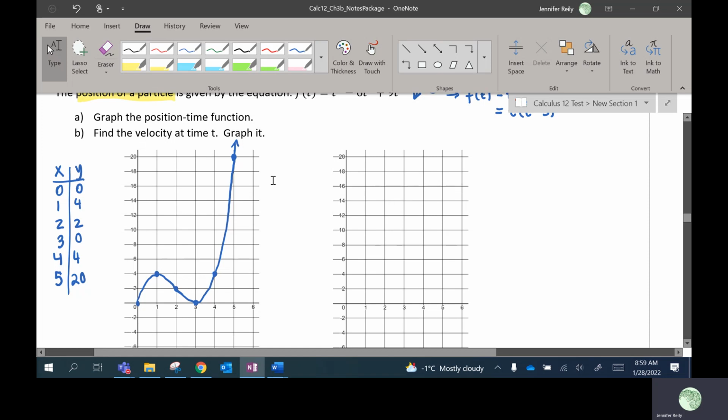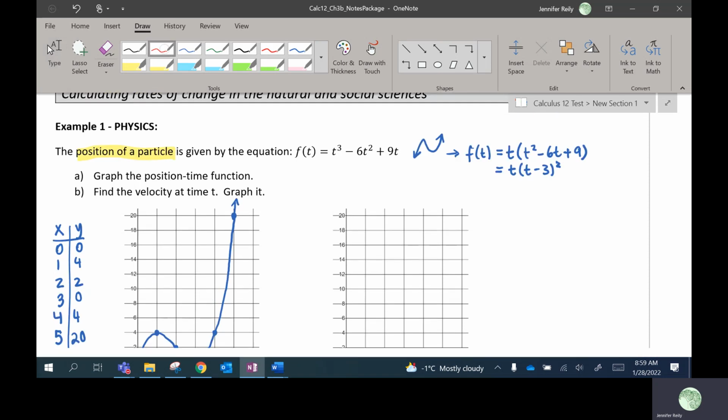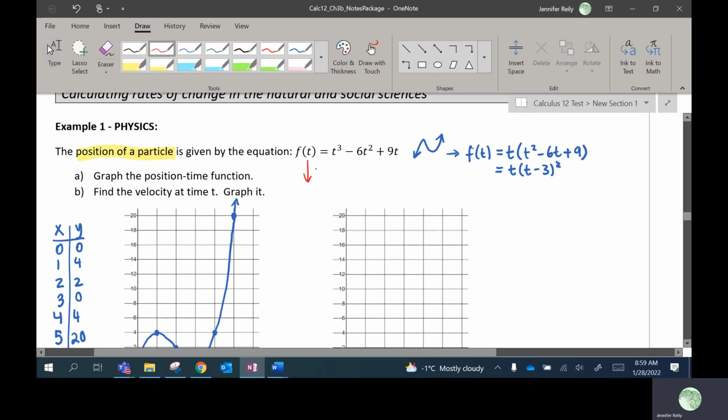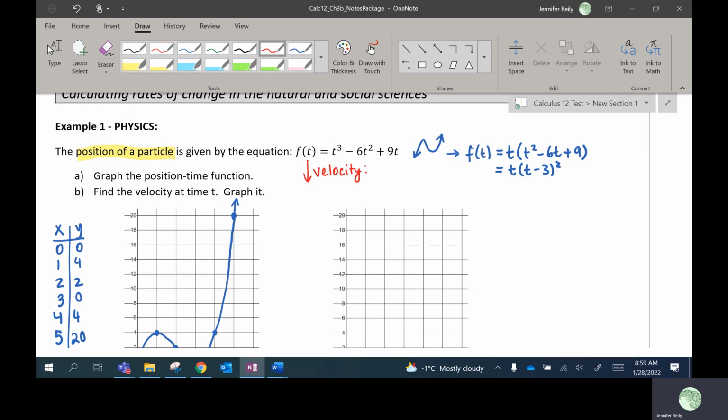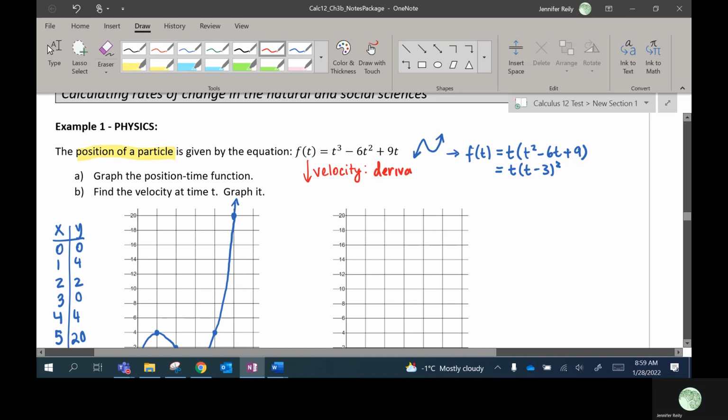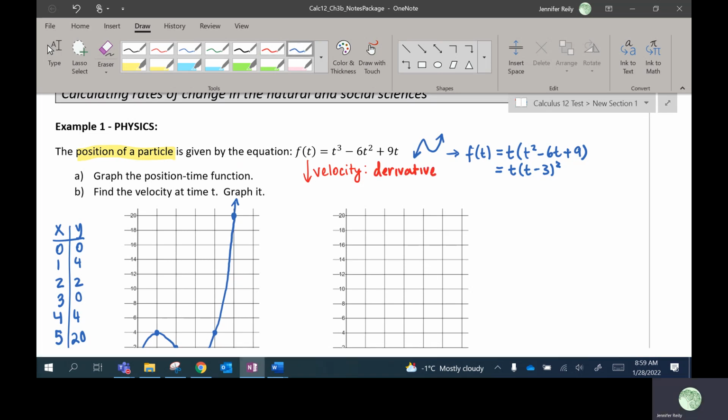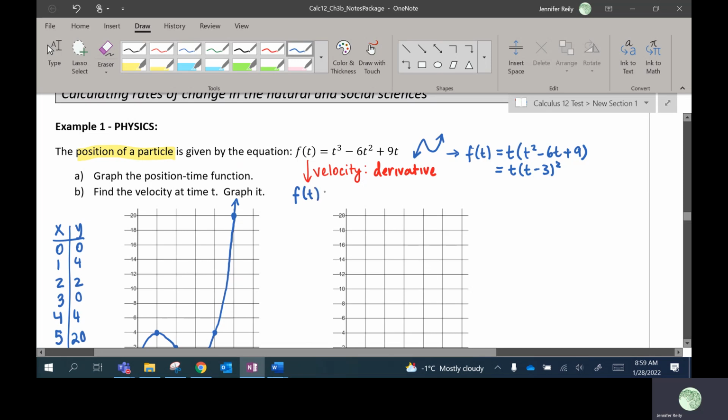Okay, now it says find the velocity at time t and graph it. So the velocity is always the derivative of the position function. So it's the rate of change of position. It's how fast the position is changing over time. So take the derivative. It's going to be a quadratic equation: 3t squared minus 12t plus 9. And we want to graph this as well.